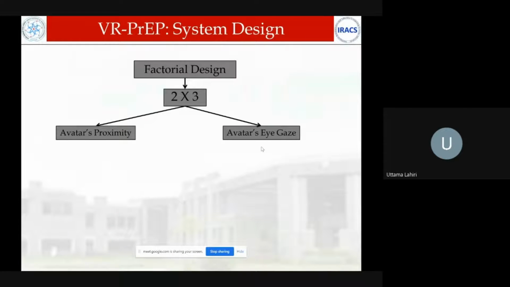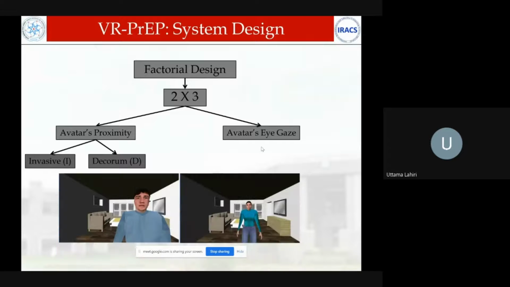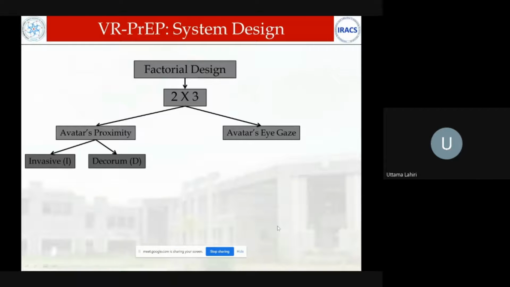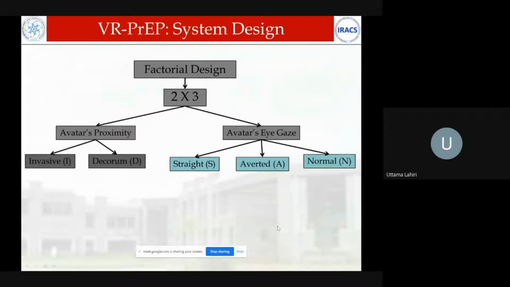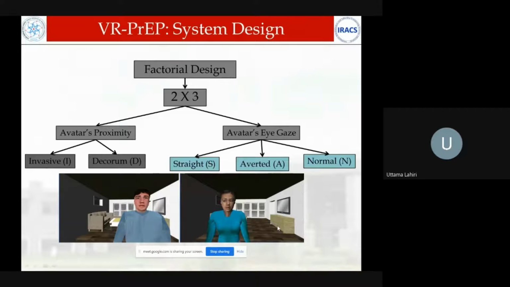So we designed a study where we used a 2x3 factorial design, where the avatar's proximity had two options, that is invasive and decorum. Here you can see both the avatars: the left one is at invasive distance, quite close, and the right one is at decorum distance. And the eye gaze had straight, averted, and normal options, both being at decorum distance. One is straight and the other is averted. And of course, we can give a mix of straight and averted to give a normal. So we had 6 combinations, 3 each for invasive and decorum.